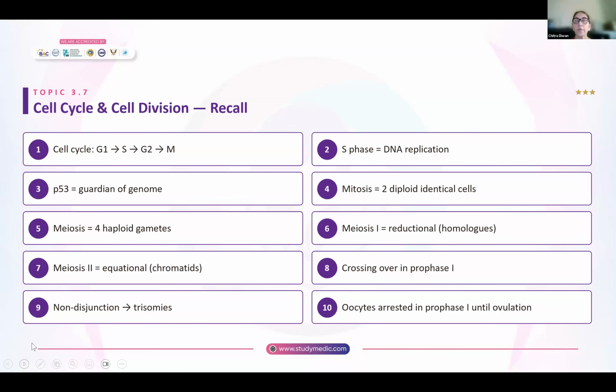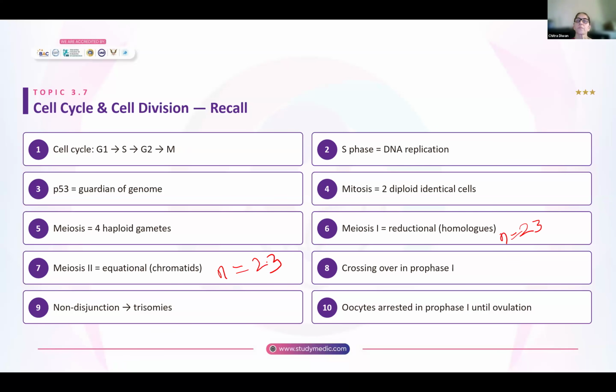Mitosis produces 2 diploid identical cells. In meiosis, you get 4 haploid gametes, whose genetic material is completely different from the parent cell. Meiosis 1 is reductional division, where the homologous chromosomes are pulled apart. So after meiosis 1, you get n equal to 23 in all the cells. Meiosis 2 is equational, but again after meiosis 2 also, the gametes that are formed are haploid.